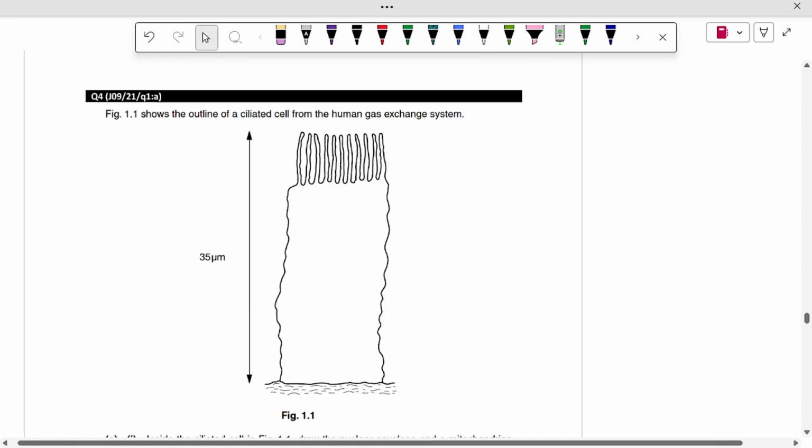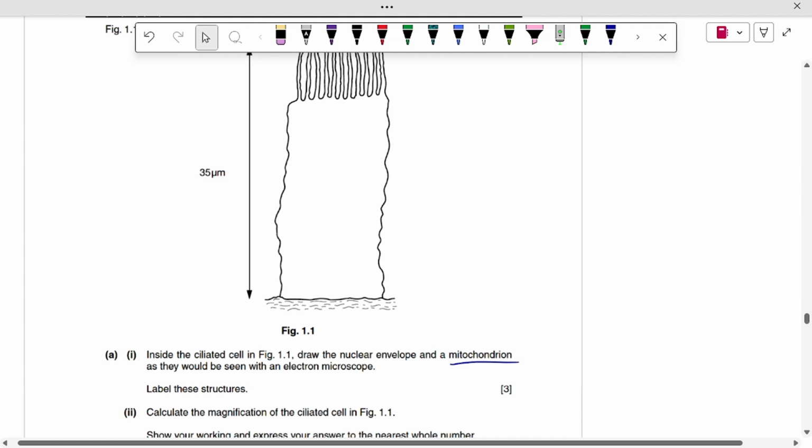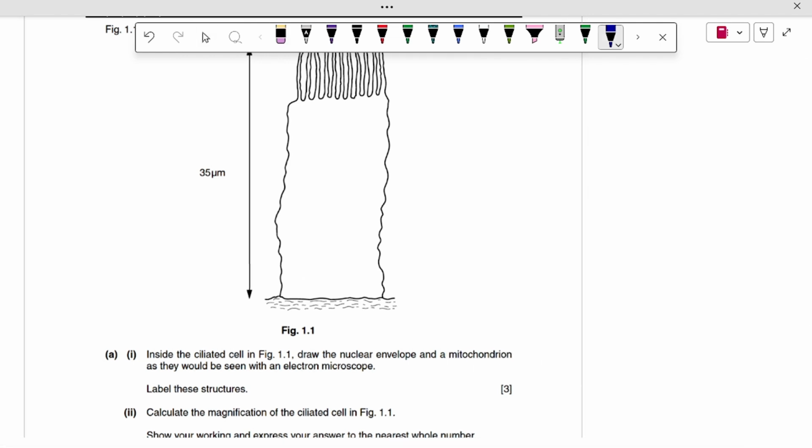Okay, so let's see this question. Figure 1.1 shows the outline of a ciliated cell from the human gas exchange system. Inside the ciliated cell, in figure 1.1, draw the nuclear envelope and the mitochondria as they would be seen with an electron micrograph. या microscope. मैंने आपको पहले भी बताया था, you should know how to draw the structure, you should know the function of the structure, and you should be able to identify the particular structure from an electron micrograph. ये तीनों चीज़ें आपको करना आनी चाहिए.